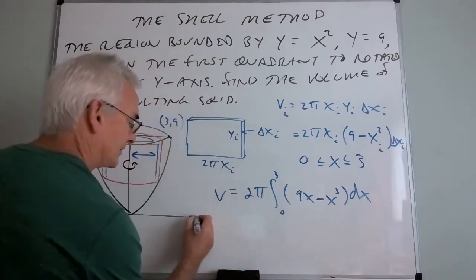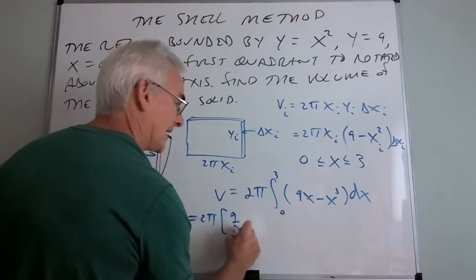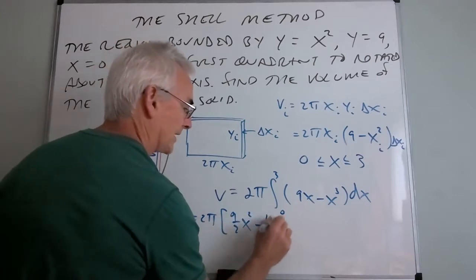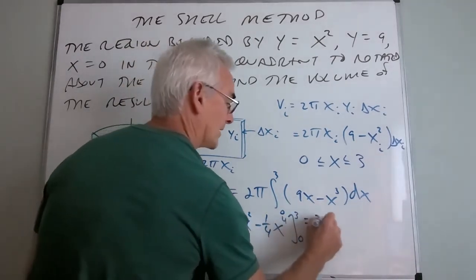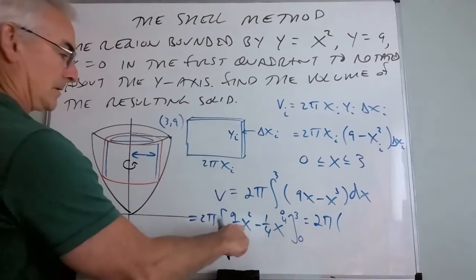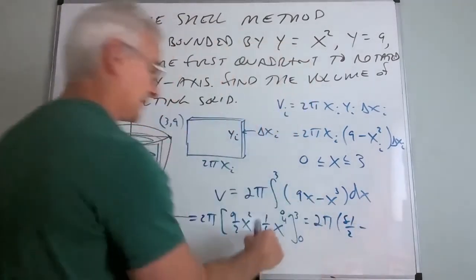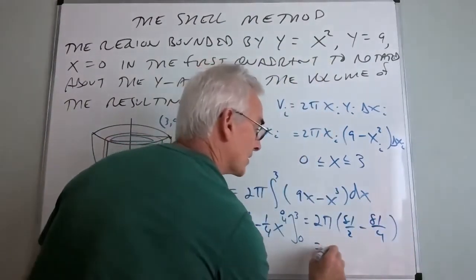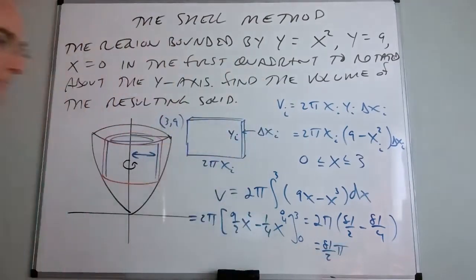So when I do this, 2 pi times 9/2 x squared minus 1/4 x to the 4th from 0 to 3. Don't run out of room here. So 81/2 minus 81/4. So my final answer is going to be 81/2 pi.